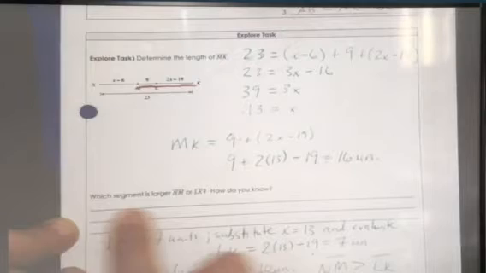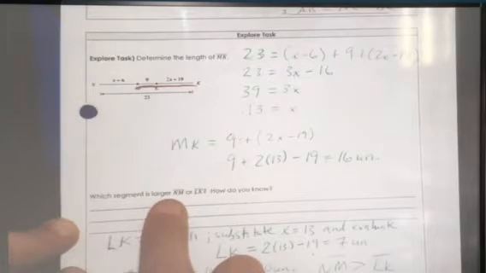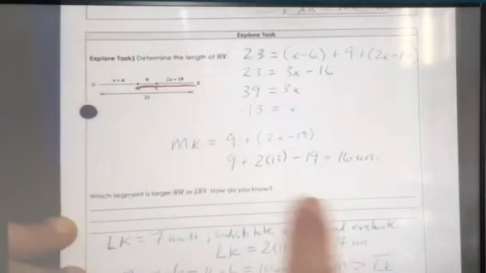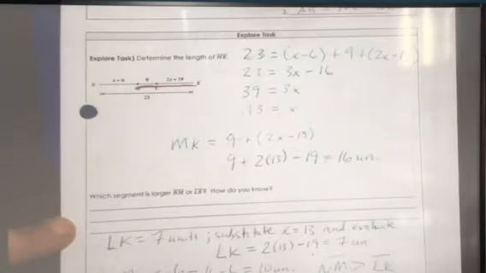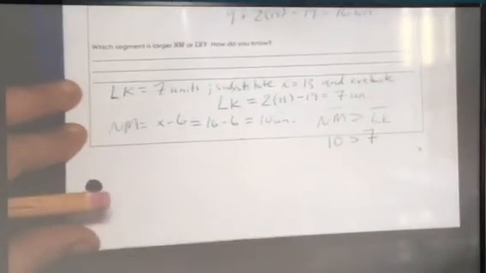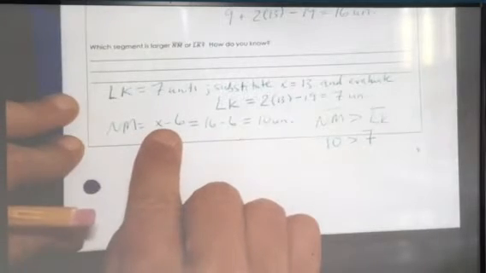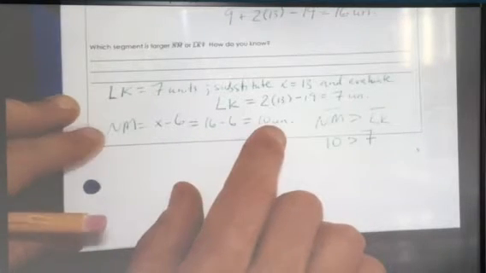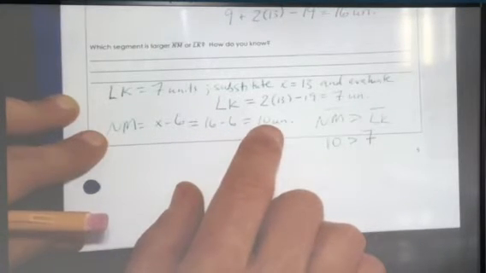Now it asks us the question, which segment is longer, NM or LK? So NM is x minus 6, that's here. Need to move up the paper. NM is x minus 6, and bring in x equals 13. 13 minus 6 is 7. NM is 7. Now LK.